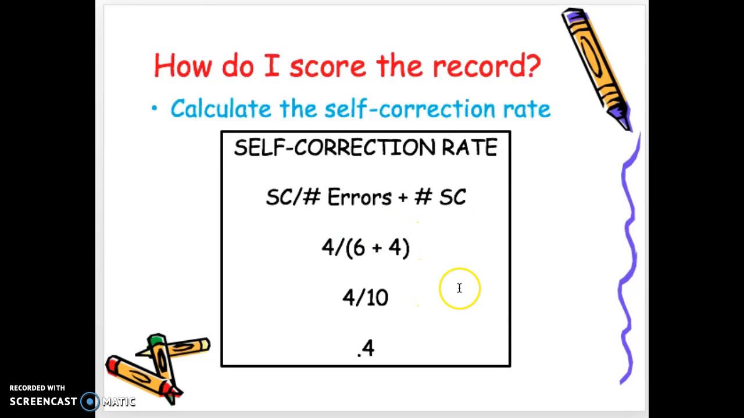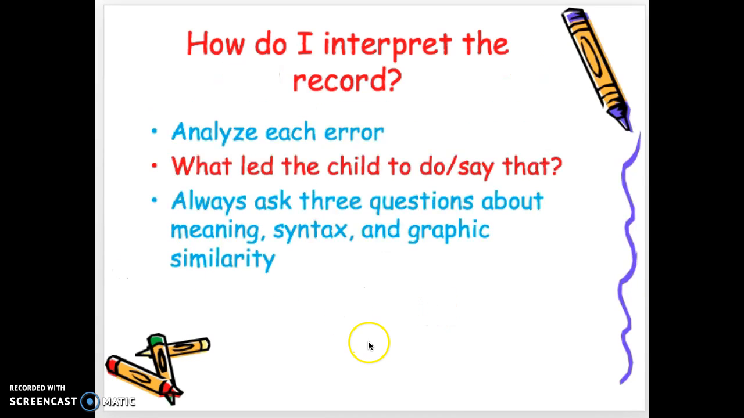And then the self-correction rate: you take the number of self-corrections and divide it by the number of errors plus the number of self-corrections, and so that shows that 4 out of 10 times, or 0.4, or 40% if we were to multiply that by 100, 40% of the time the child self-corrects an error. And then we analyze each error. So we're going to look at meaning, syntax, and graphic similarity.